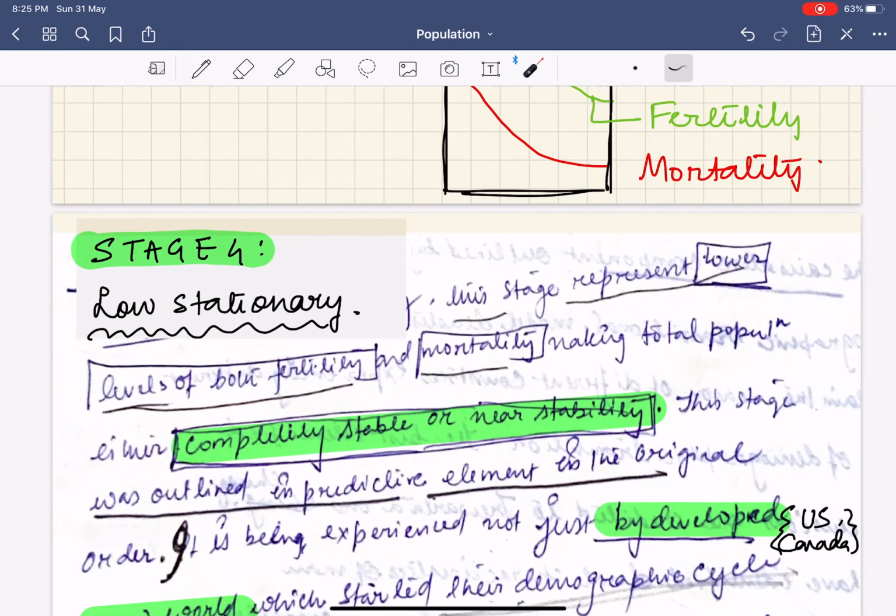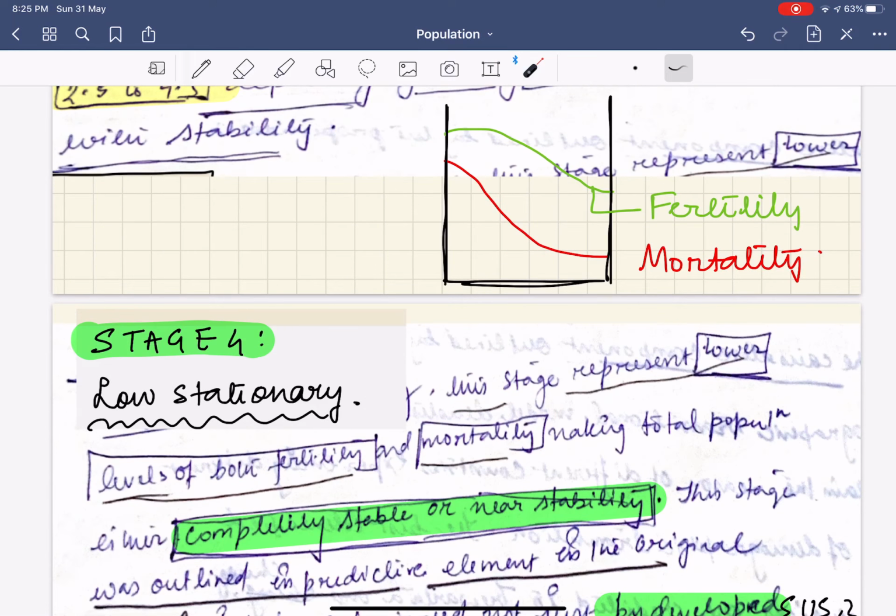Let's move on to stage 4. Stage 4 is called the low stationary stage. Now this stage again represents the lower level of both fertility and mortality. Now in stage 3, what we saw is that there is a big difference between the fertility and mortality, but both have declined.